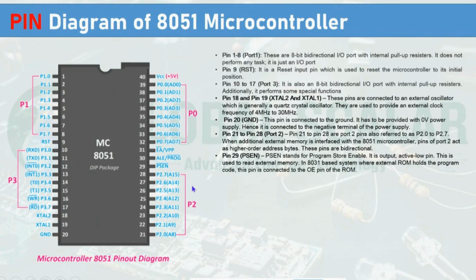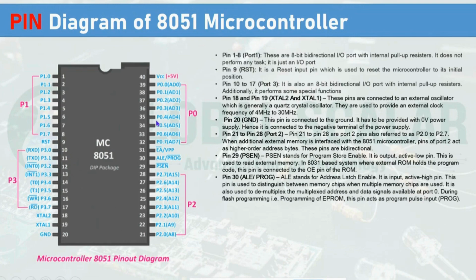The next is pin 29, which is the program store enable, PSEN. It is an output, and it activates the low pin. It is used to read external memory, and it holds the program code whenever the pin is connected to other memories. Moreover, we have pin 30, the address latch enable. It is an input, whereas PSEN is the output, and it is an active high pin.